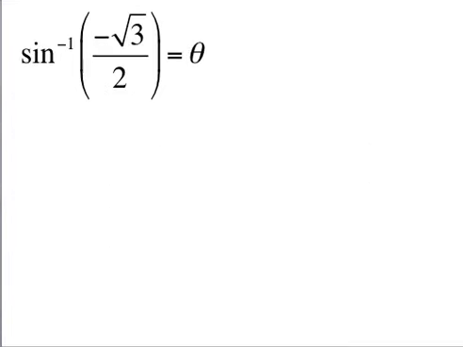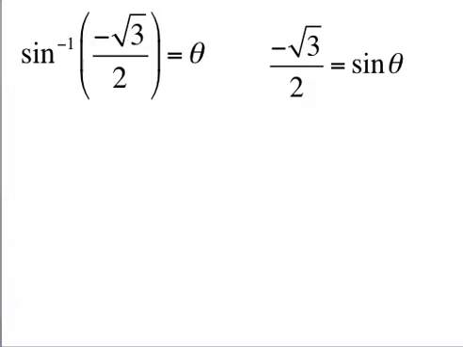Let's look at our next example, the inverse sine of negative root 3 over 2. So I need some angle theta where negative root 3 over 2 is the sine of theta. Well, let's think of reference angles first. The sine of what is positive root 3 over 2? That's 60 degrees, or pi over 3. But where is sine negative? Sine is negative in quadrant 3 and quadrant 4.